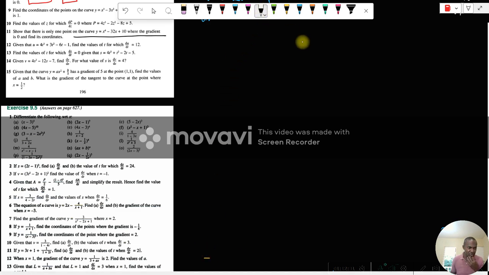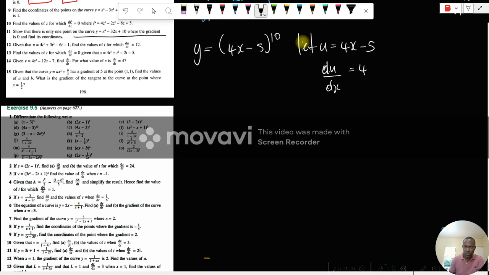All right, so which one is that second? It was D, right? Y equals 4x minus 5 to the power of 10. Yes, sir. All right, so y equals 4x minus 5 to the power of 10. So we're going to say let u equals 4x minus 5. And this, of course, means that du by dx is simply equal to 4 times 1, which is equal to 4. Now, if u is equal to 4x minus 5, then this further implies that y equals u to the power of 10. And dy by du is equal to 10 u to the power of 9.